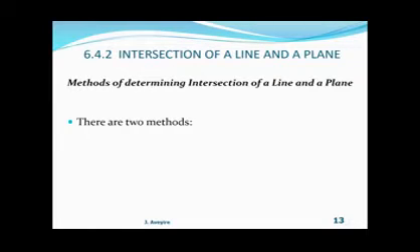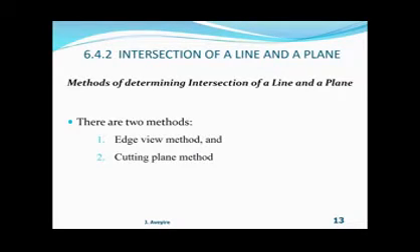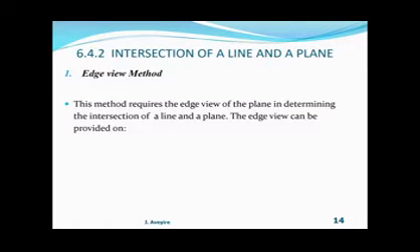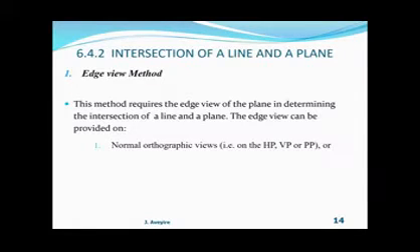Methods of determining intersection of a line and a plane. There are two methods: one, the edge view method, and two, the cutting plane method. 1. Edge view method. This method requires the edge view of the plane in determining the intersection of a line and a plane. The edge view can be provided on 1. Normal orthographic views, that is on the HP, VP, or PP, or 2. The auxiliary projection views.